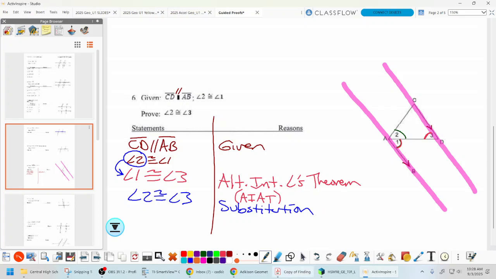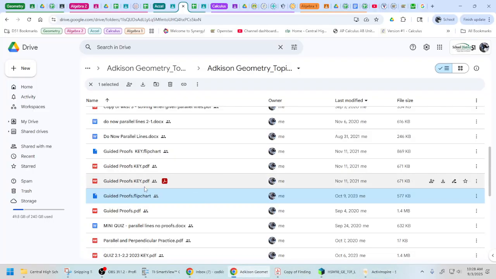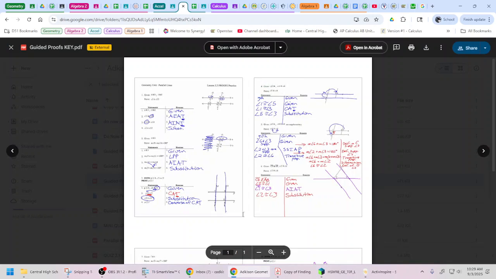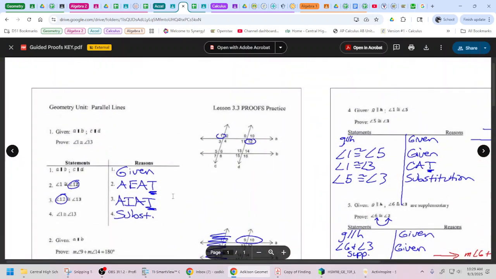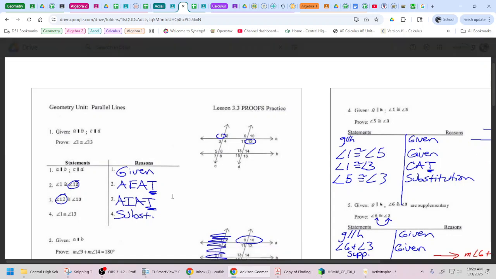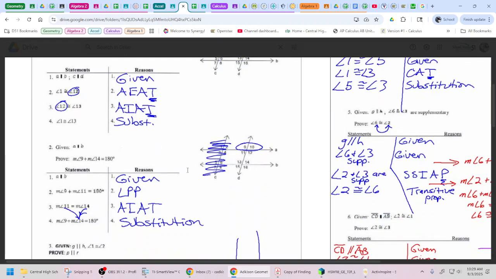Alright, so let me put up the key for the others. It's kind of in a weird format. So you're looking on this left page. We have given, and then alternate exterior angles, alternate interior angles. Both of those need the T for theorem, and then substitution. Number 2, obviously given, and then linear pair postulate, alternate interior angles theorem, and substitution.